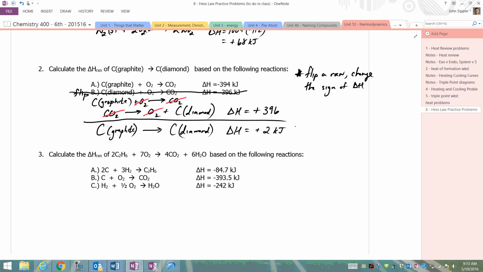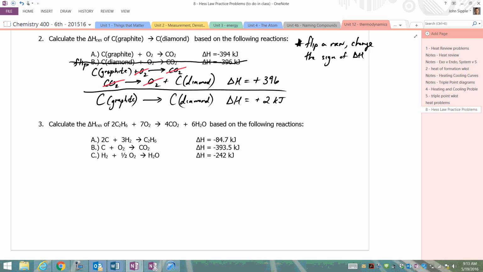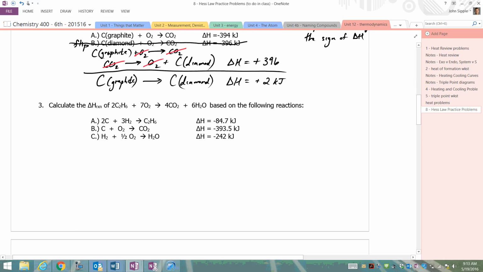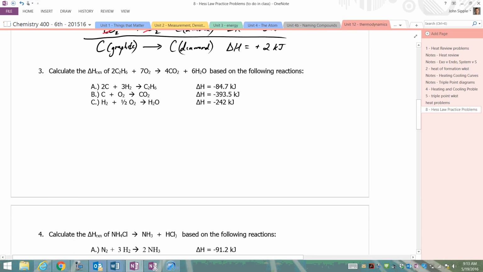All right, so there you go. Let's do the next one here. You saw one there where we flipped a reaction, and we changed the sign of delta H. Last one on this page: this is the overall reaction we're looking for, and we've got these three reactions to play with now.